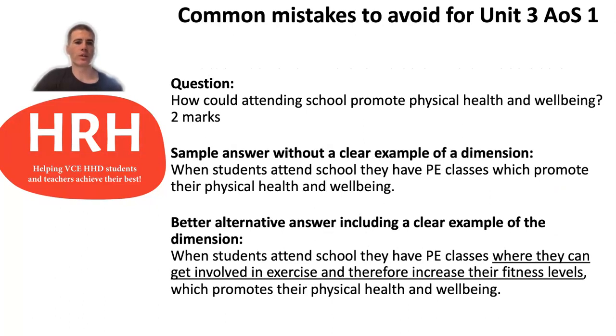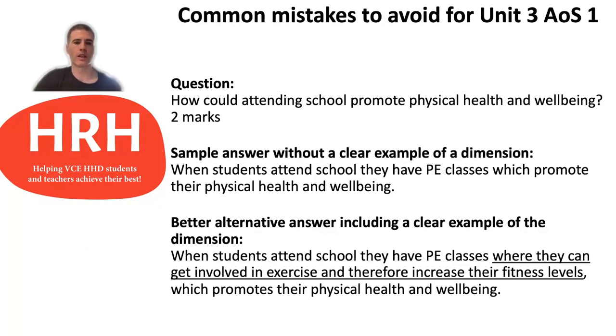So for example, this simple question here is asking how could attending school promote physical health and well-being? And so you can see that first sample answer there without a clear link to a dimension is something along the lines of students attending school might have PE classes and that can promote their physical health and well-being. But you can see they haven't really included any reference to a specific example of that physical dimension, because PE classes by themselves, or even just saying something like physical activity or a sports team, is not an example of the physical dimension of health and well-being.